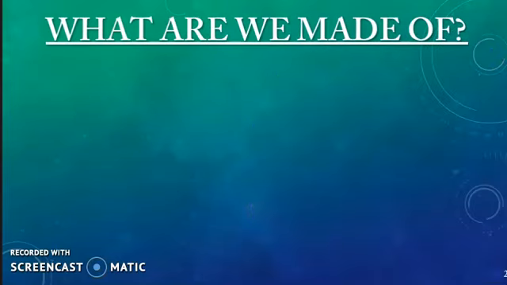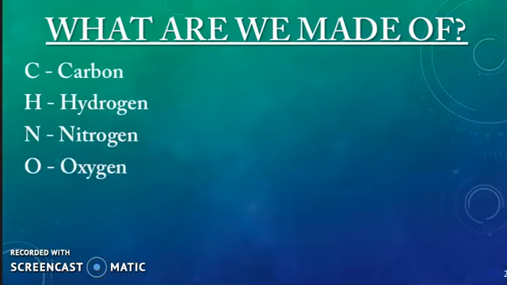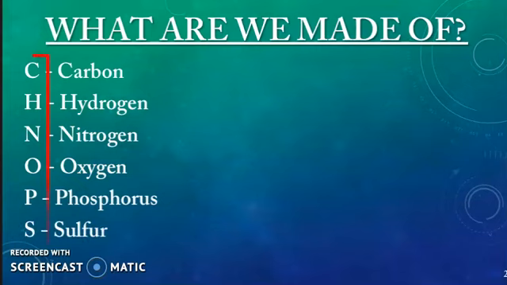Today we're going to talk about the chemistry of food. Yesterday we learned about what we are made of. It turns out we're made out of CHNOPS, or carbon, hydrogen, nitrogen, oxygen, phosphorus, and sulfur.